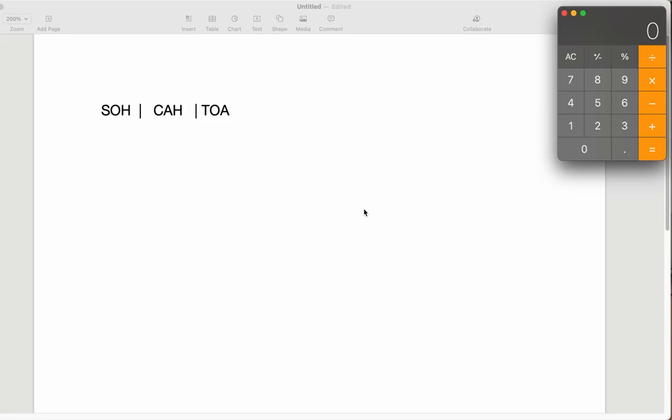Hey there, folks. I wanted to give you a run through of calculating triangles using sine, cos, and tan. Remember that the easiest thing to do, I find, is to actually draw a triangle and look at what you're trying to figure out.